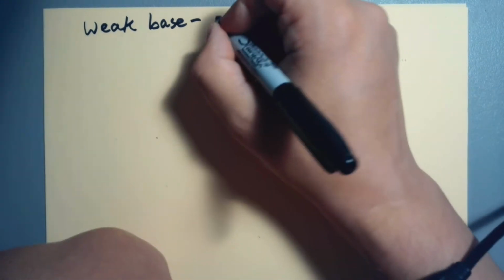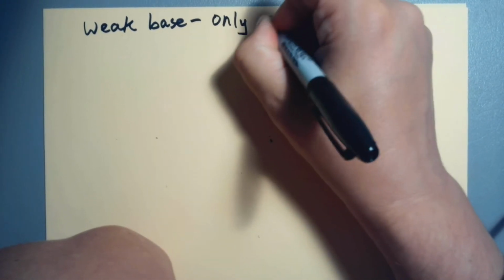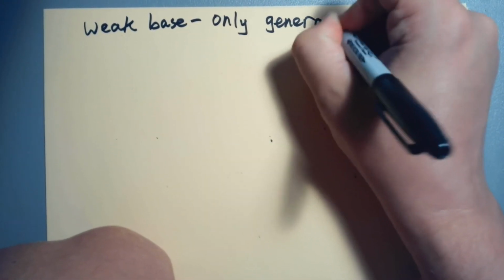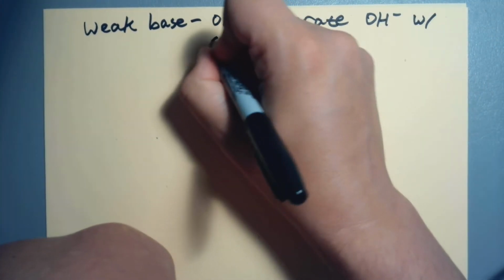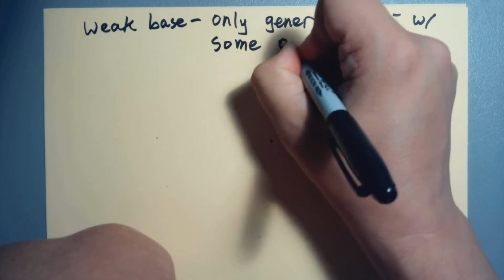So a weak base is going to only generate OH minus with some of their molecules.